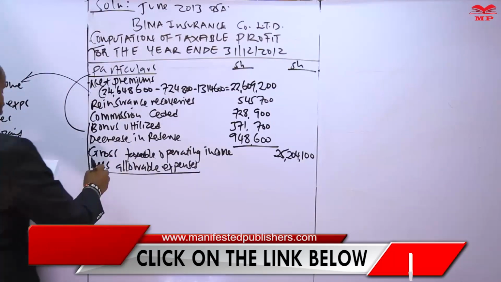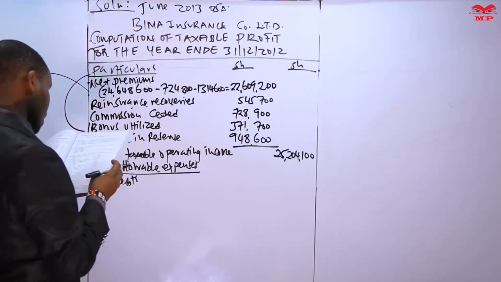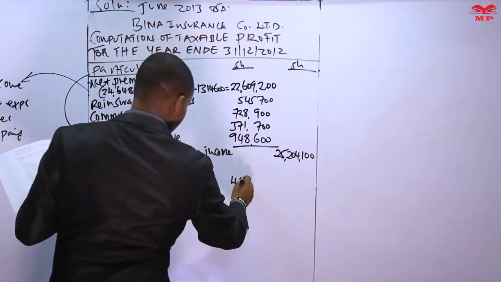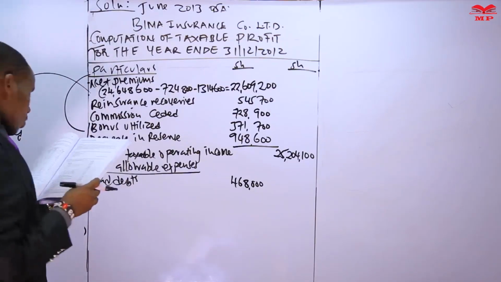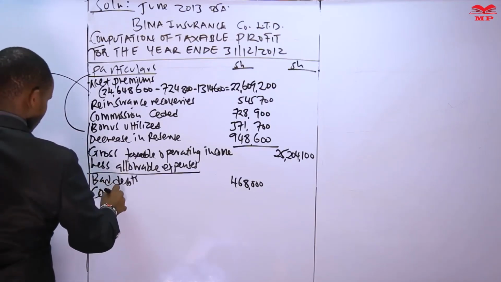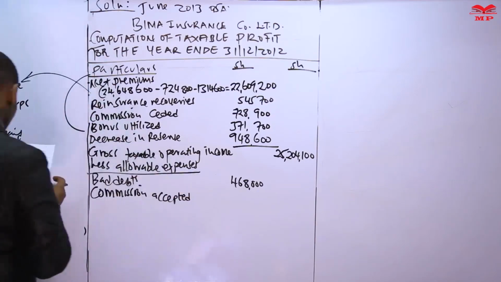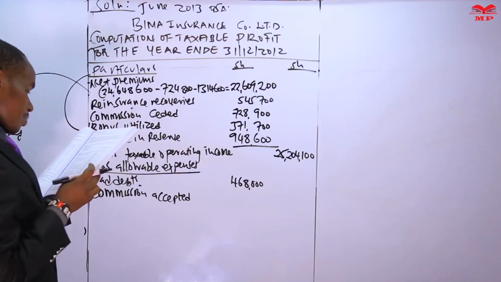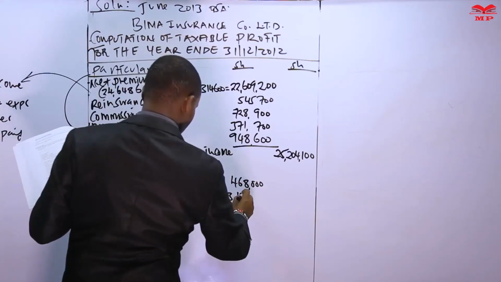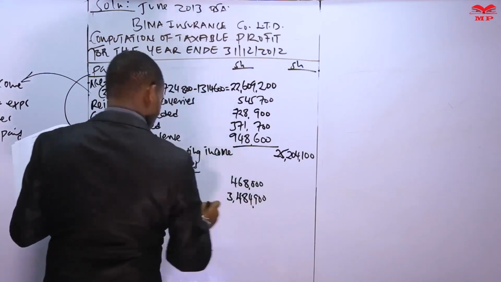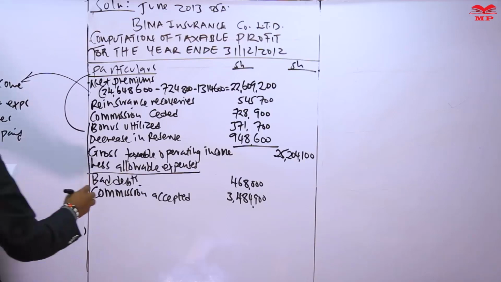Number one, I can see bad debts. The bad debts is 468. Then the other one is commission accepted. The reinsurance commission accepted is 3,484,900.